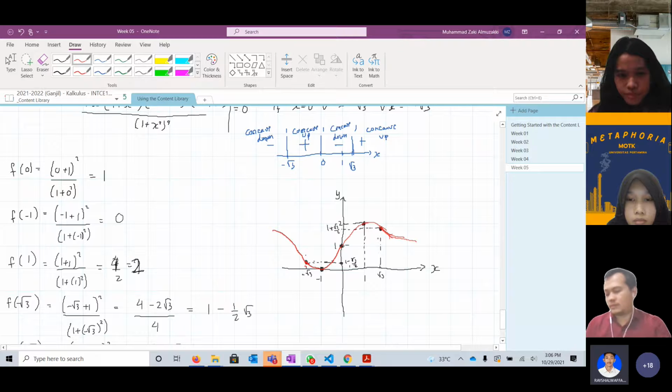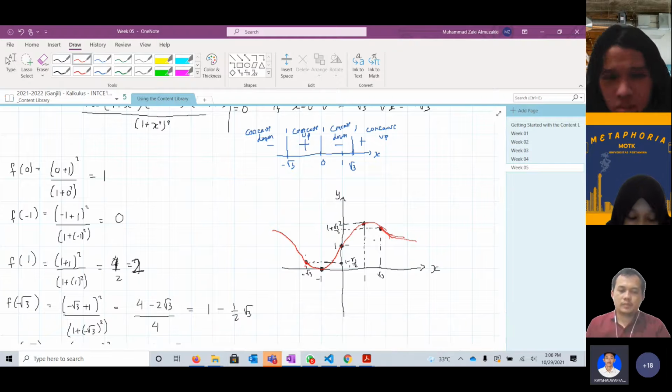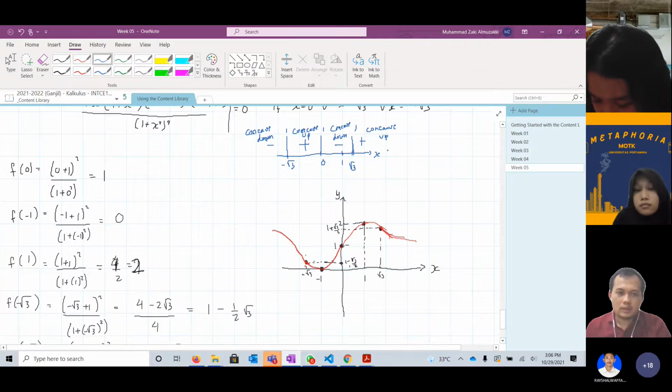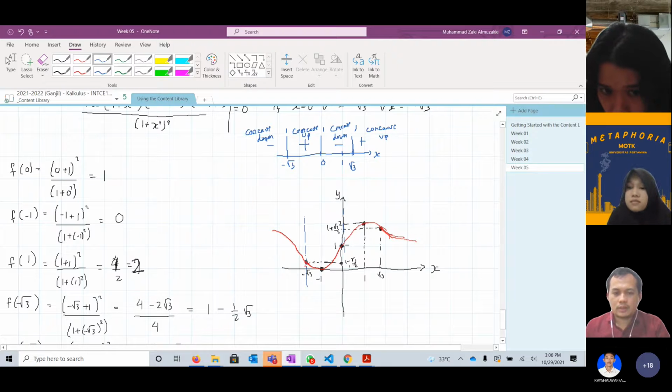So, sir, is it first concave down and then concave up, right? Yeah. Okay. You can see here, it is the concavity. It is divided like this: concave down, concave up, and then concave down again, and then at this point of inflection, it is concave up.